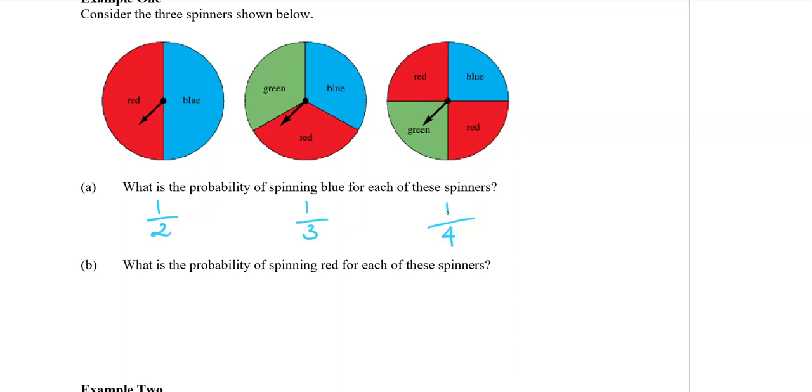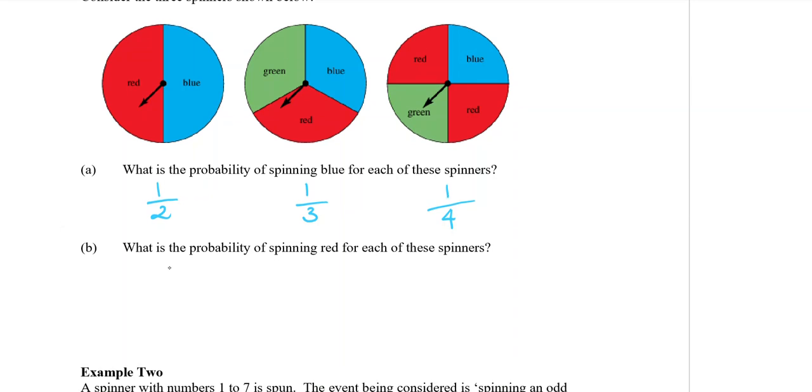Part B. What is the probability of red for each of the spinners? So we're going to go through and do it again now for red. The first one, there's still 2 pieces, and 1 out of the 2 pieces is red. I'm just doing them underneath each other. So this is first spinner, second spinner, third spinner. They'll all be underneath each other. In the second spinner, 1 out of the 3 pieces is red. And the final spinner, we have 4 pieces, and 2 out of the 4 are red.